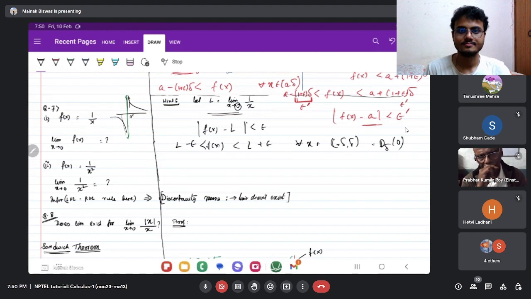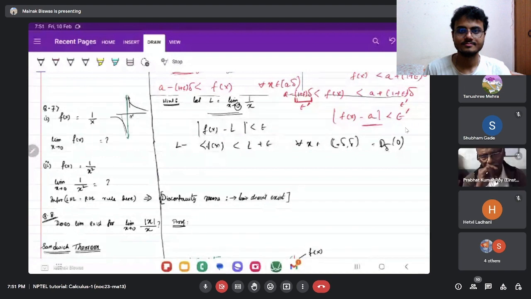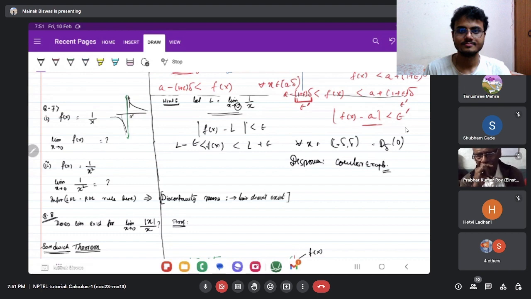Now, can you give me a counterexample to show that it does not actually belong? That is, for a particular value of epsilon there is no delta. I think there is a very nice counterexample that you can see from this. Can anyone come up with a counterexample? To disprove that a limit exists, a counterexample is enough. So this would be your work at home.